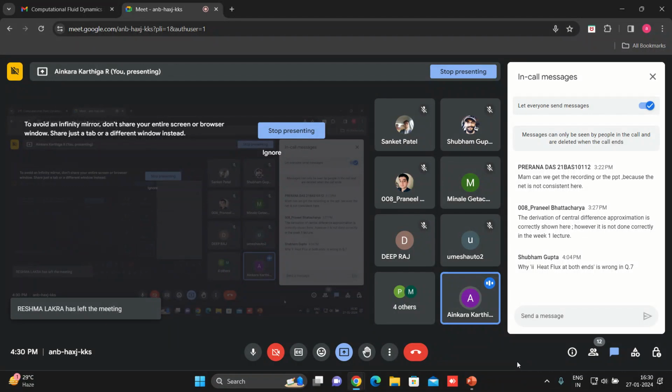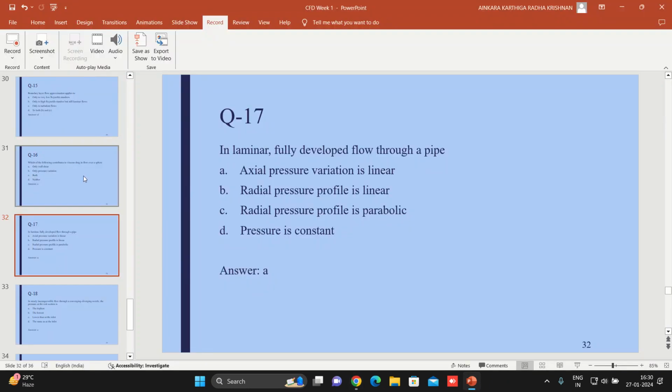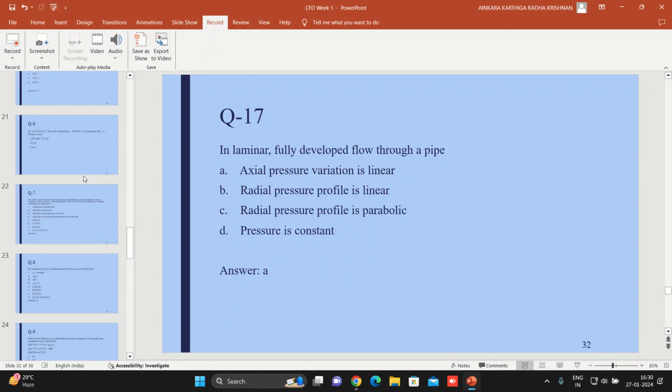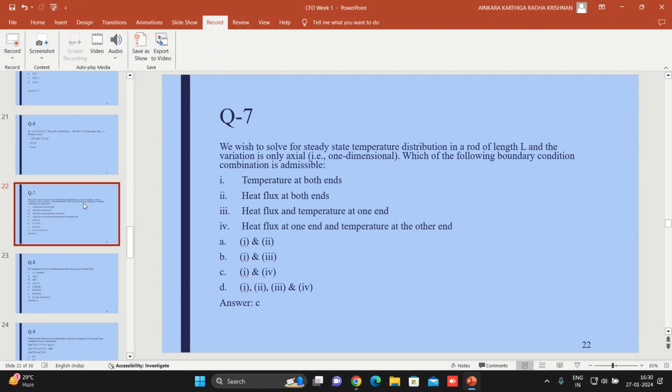Before commencing the lecture, a few things: why heat flux at both ends is wrong. When we solve the discretized equation, it cannot be substituted directly. If we substitute heat flux at both ends, it would not be possible to solve them. That is the reason.